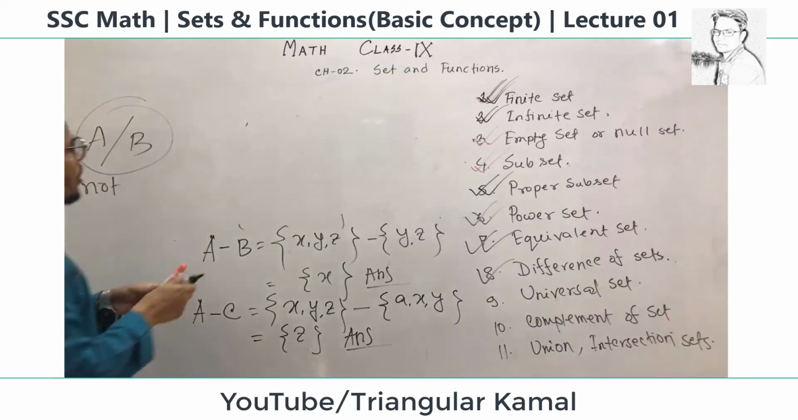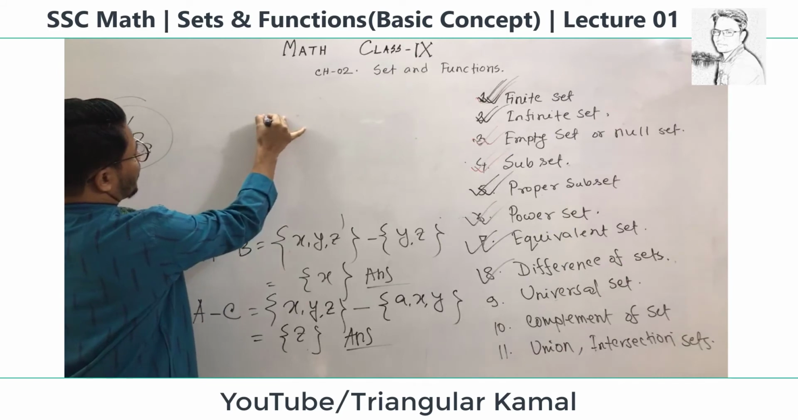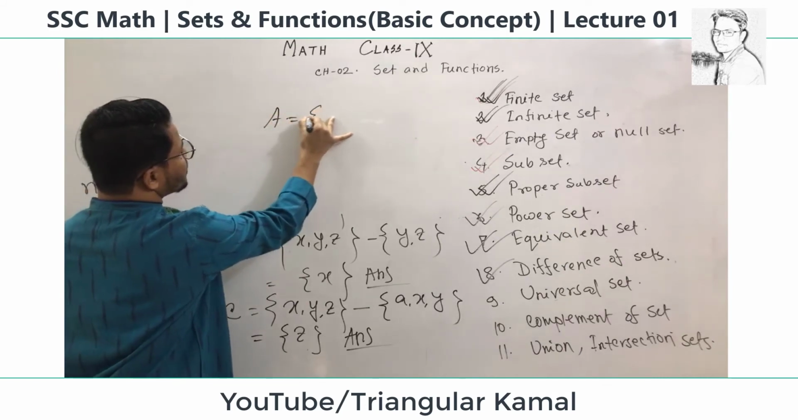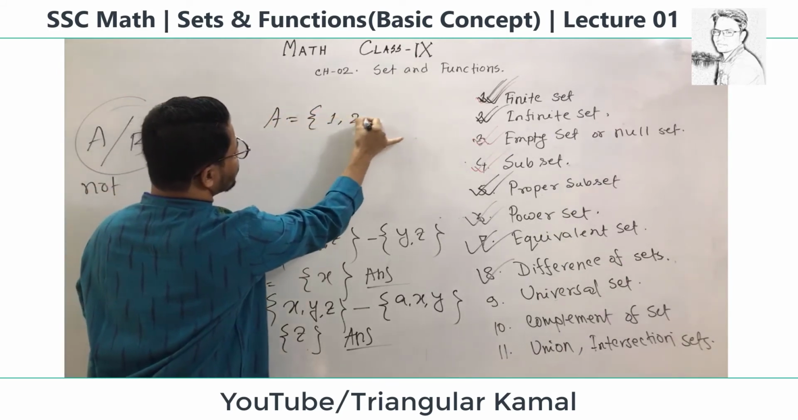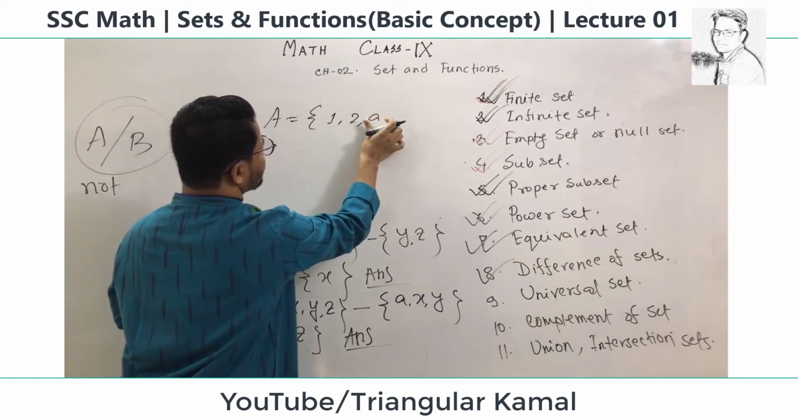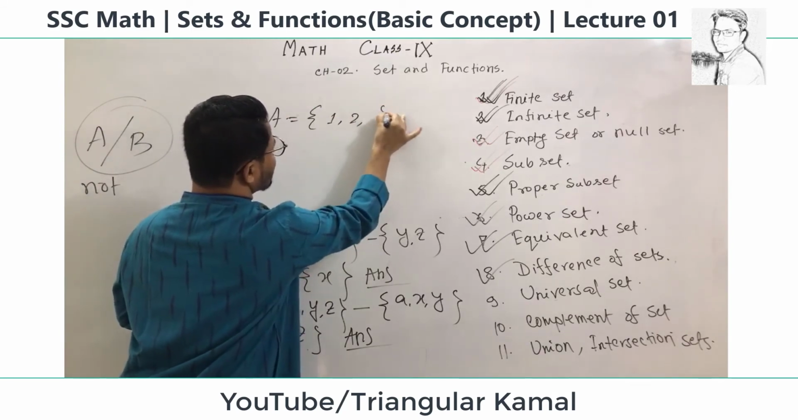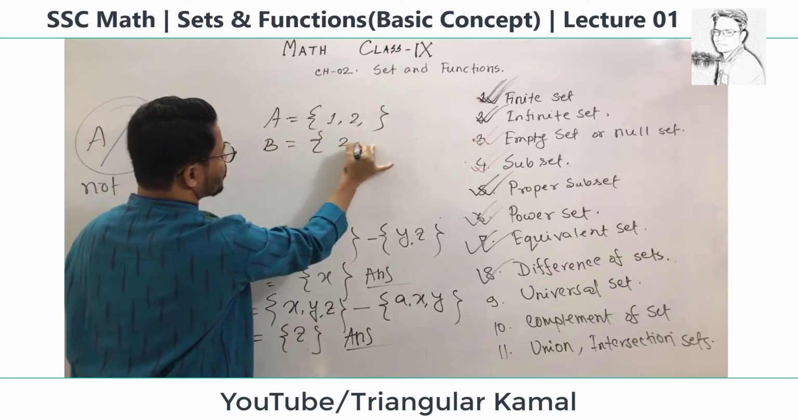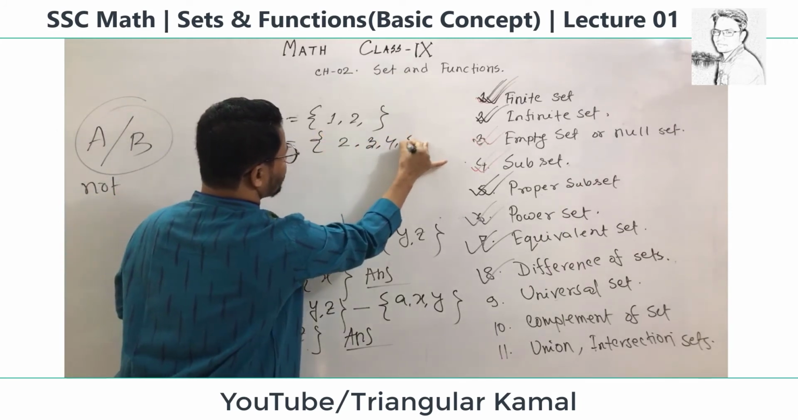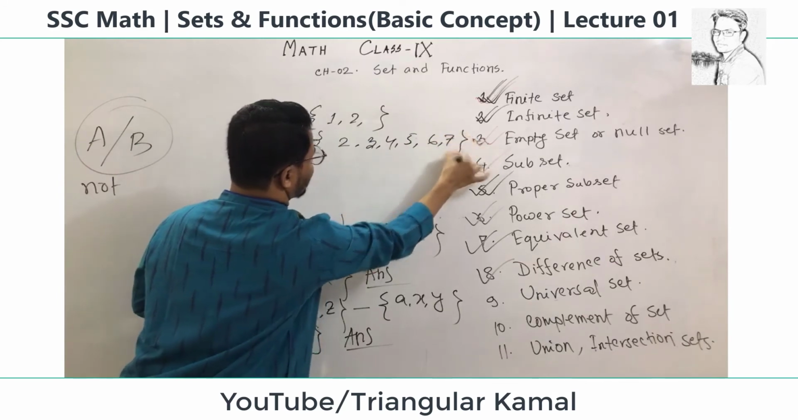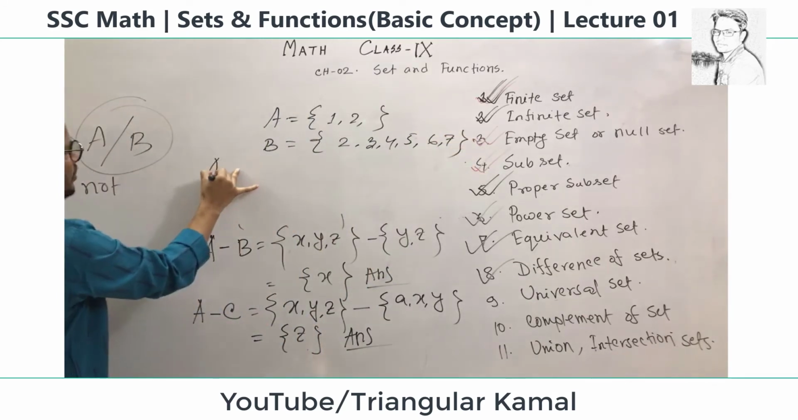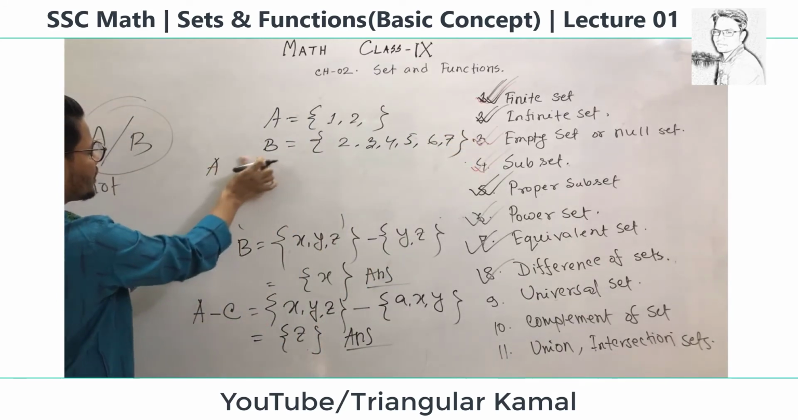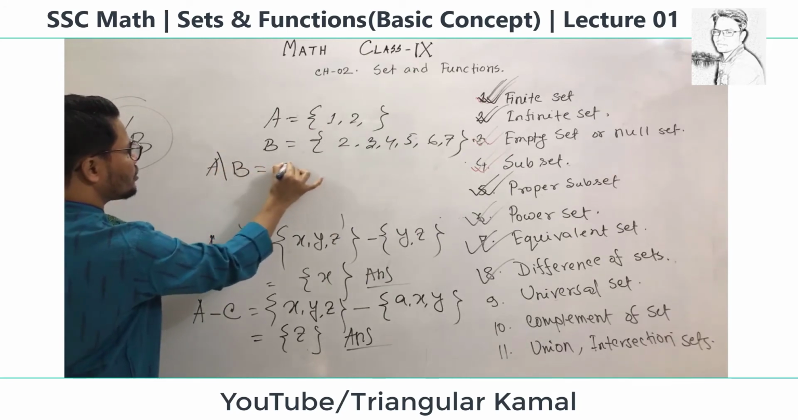The next one, A is a set whose elements are 1 2 1 2 1 2. B is a set whose elements are 2 3 4 5 6 7. Now A difference B, what will be A difference B? A difference B equals to what?